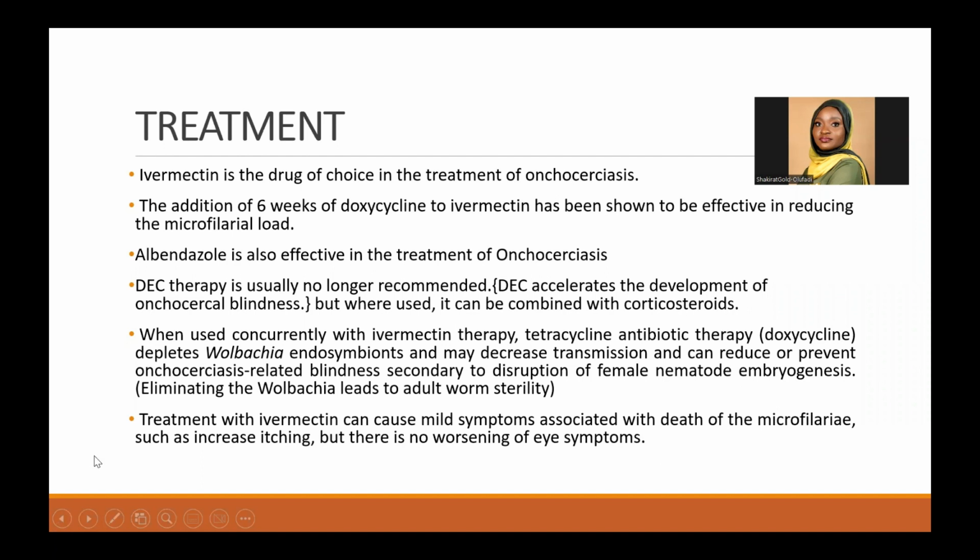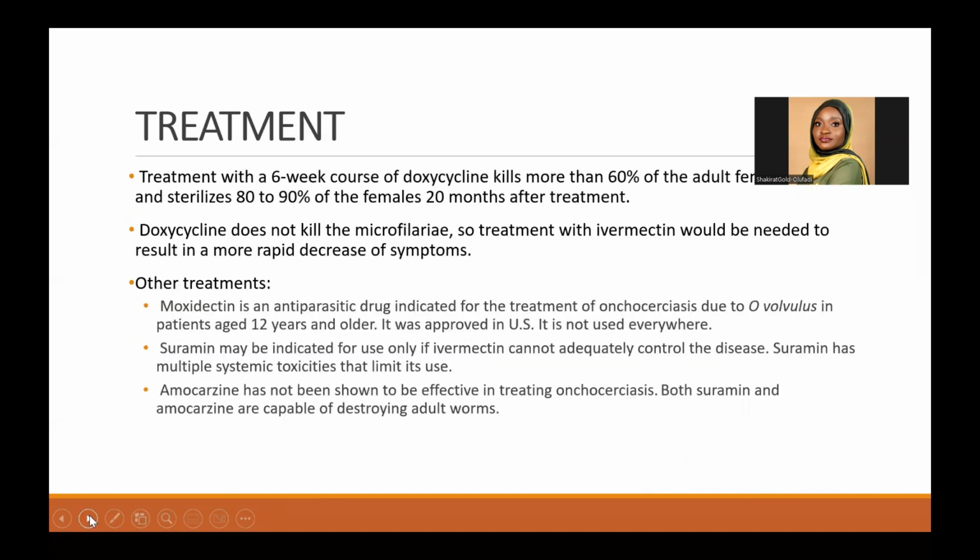So treatment with ivermectin can also cause some mild symptoms associated with the death of the microfilarial worms. These include itching, some discomfort, and a slight fever for a short while. But after that, it clears off. It doesn't, however, cause any worsening of eye symptoms, unlike the DEC, which is why that was stopped.